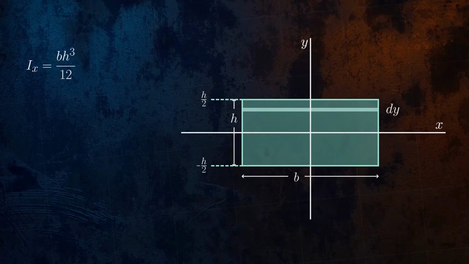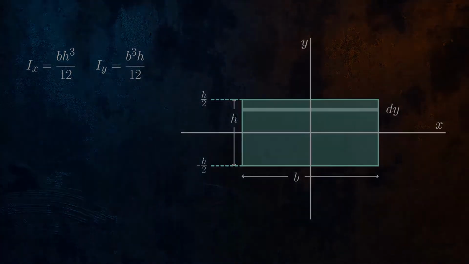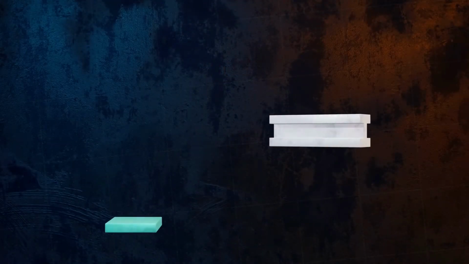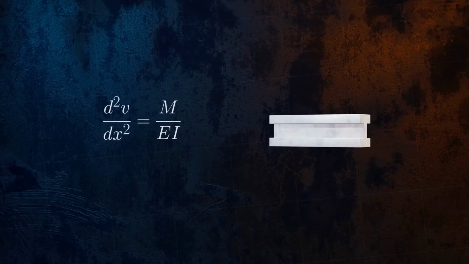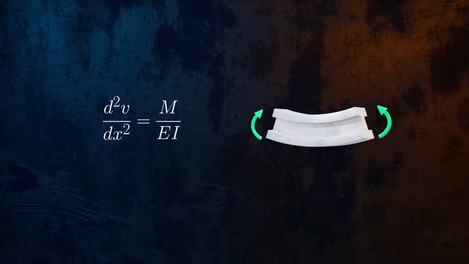We can obtain the equation for Iy by switching the height and the width terms. The area moment of inertia is a particularly important parameter for the analysis of beams and columns. This equation, for example, defines the deflection of a beam for an applied bending moment M.